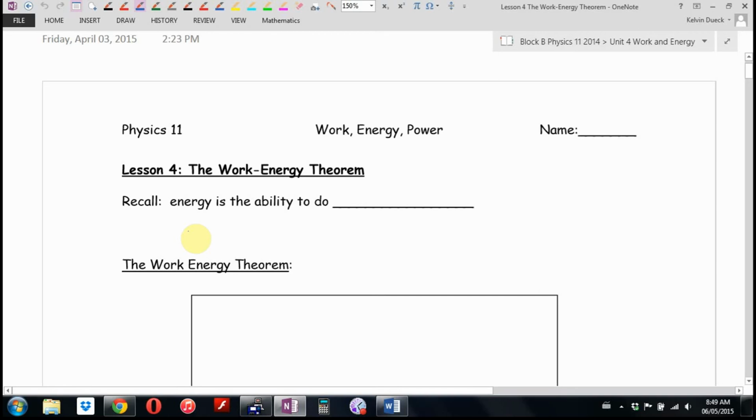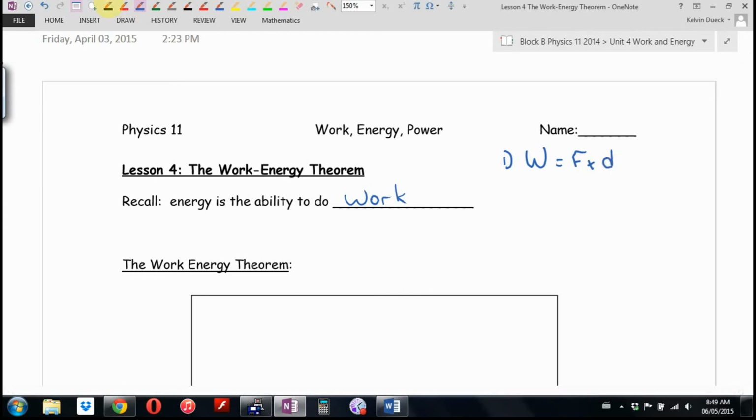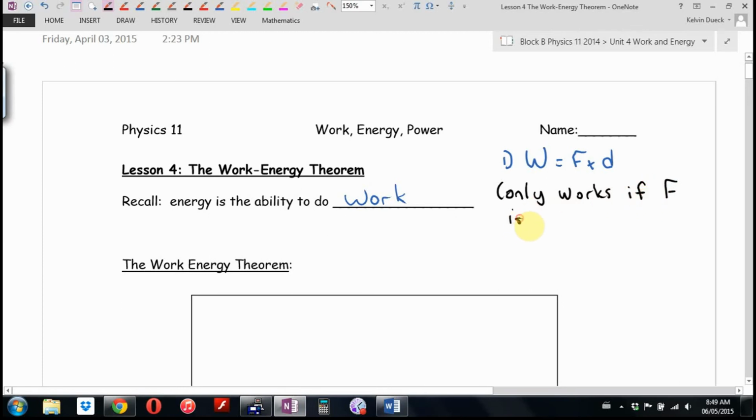Recall, I wrote, energy is the ability to do work. And so far, I've given you two definitions of work. I've said this: work equals force times distance. But that only works, no pun intended, if the force is constant. If you have a changing force, ugh.